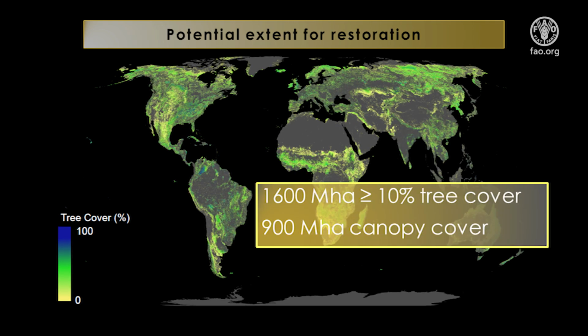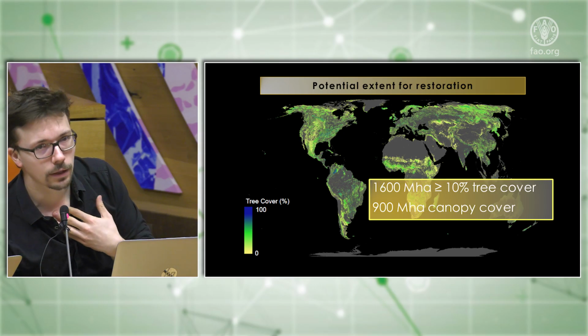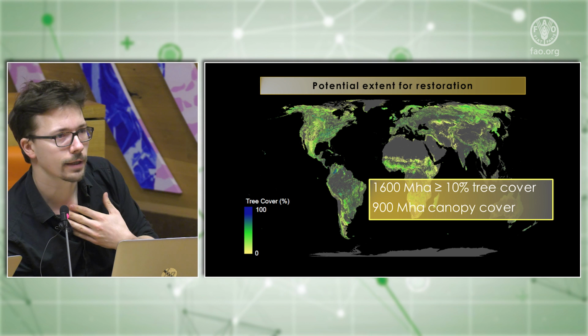So this is actually the restoration potential. If you convert those into numbers, this represents about 1,600 million hectares that can be covered by more than 10% of tree cover. And this represents about 900 million hectares of canopy cover. So the other metric that I explained to you.